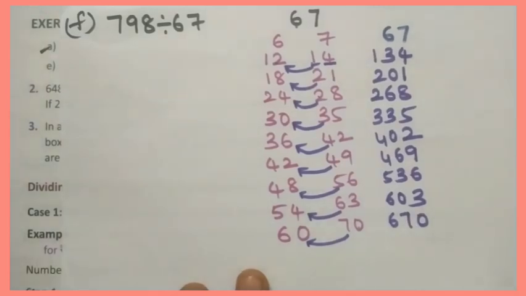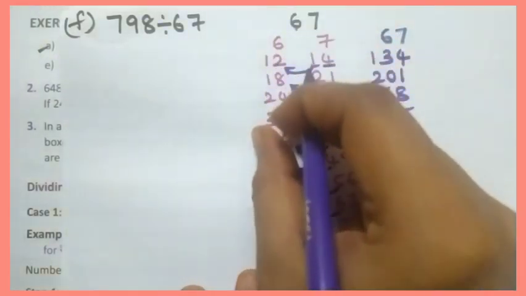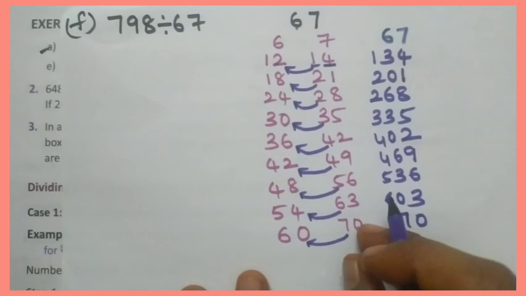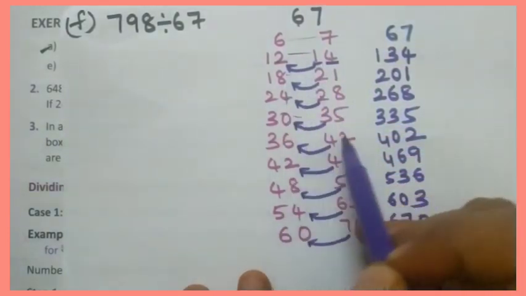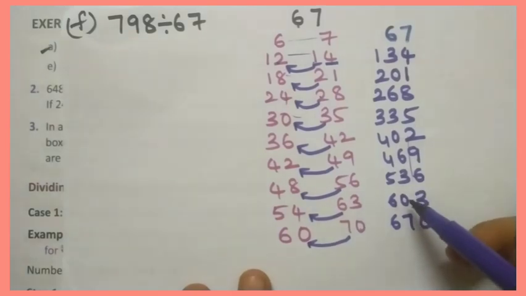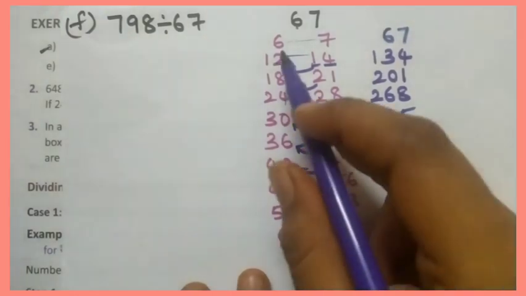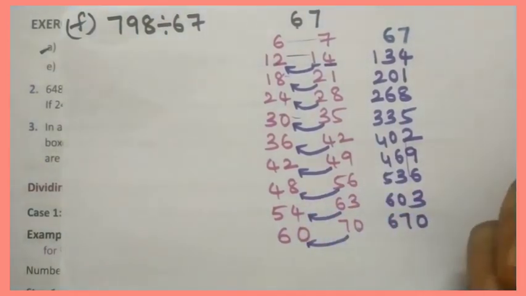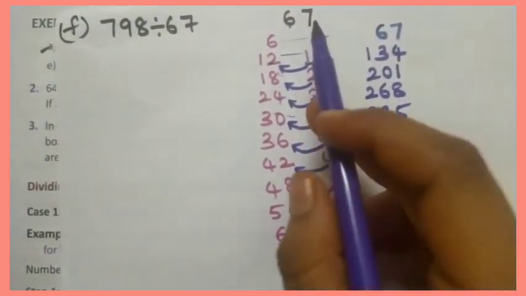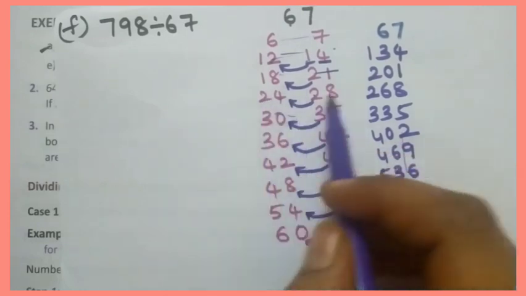Remember, while you are writing these 6 table and 7 table, you should write in a line. They should be in the same line, so that you can write this easily and correctly. If you wrote some up and some down, you will get a wrong answer, a wrong table. You have to write this in an equal line.